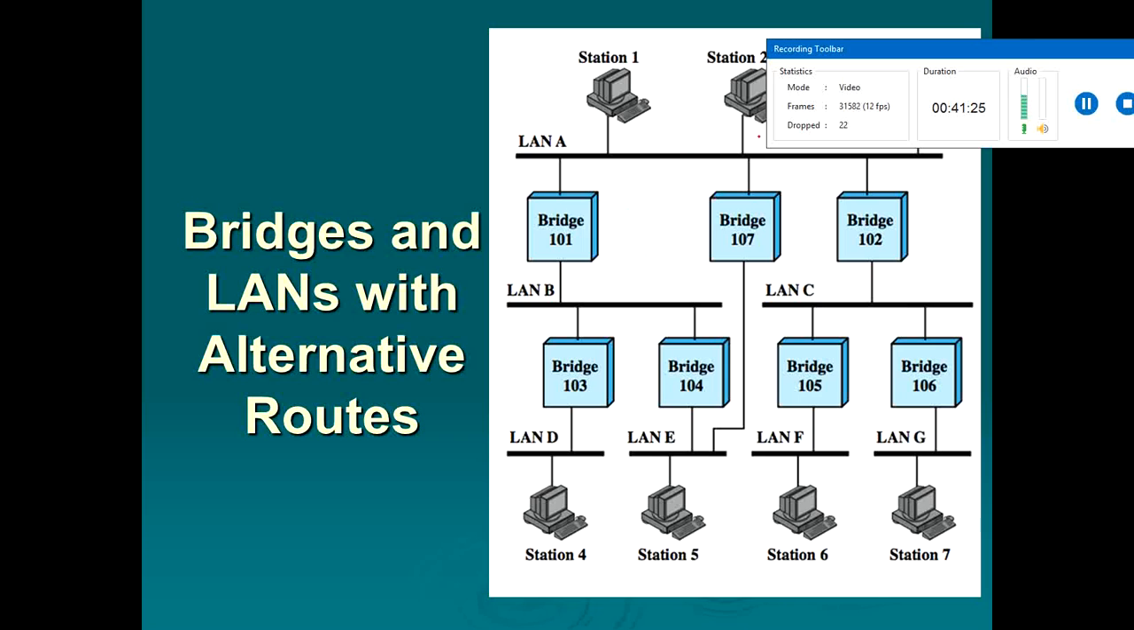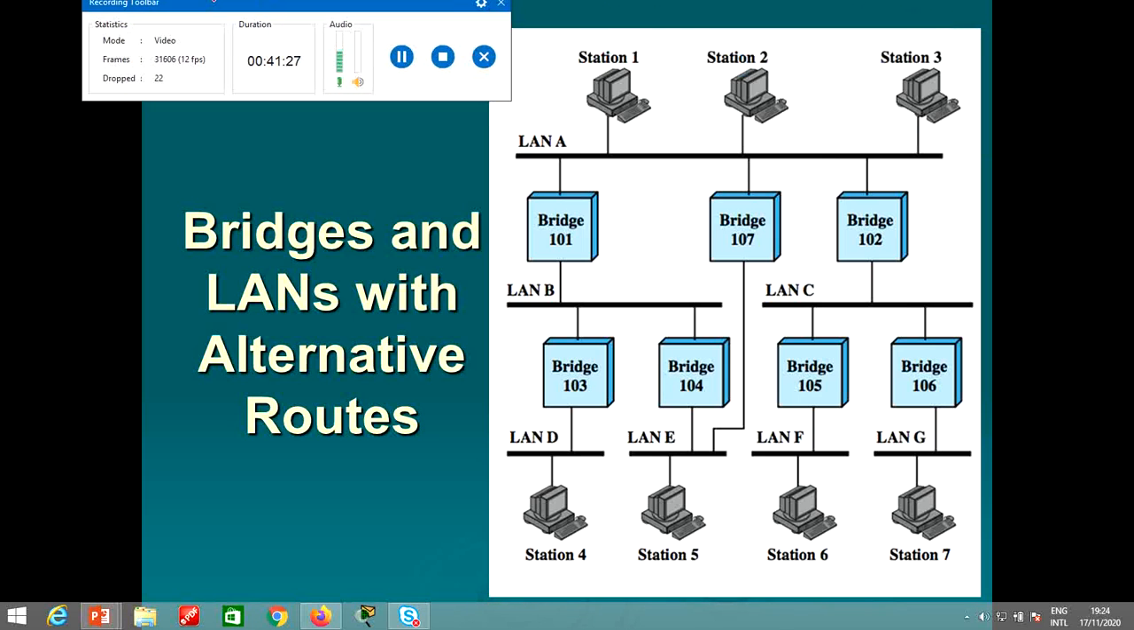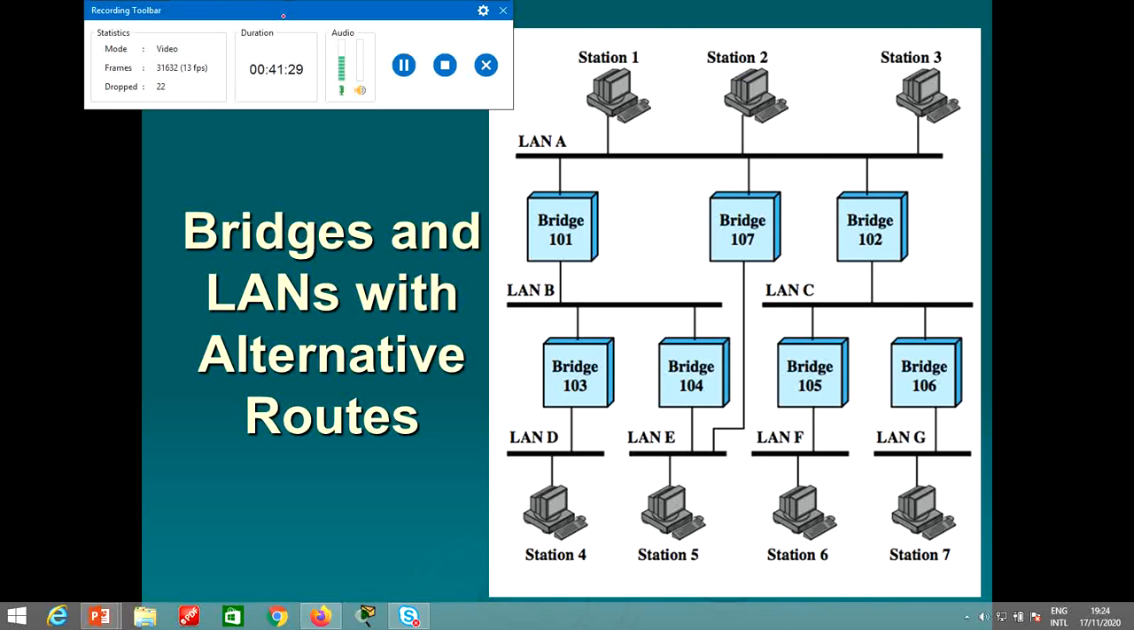Alright, now here we have an example of bridges with LANs and alternative routes. If you see, I have many bridges. How many LANs do I have? LAN A, LAN B, LAN C, LAN D, E, F and G, and there are 1, 2, 3, 4, 5, 6, 7 bridges.